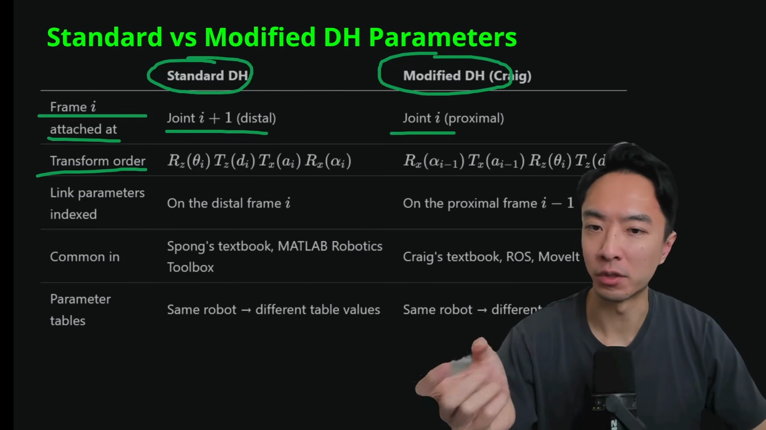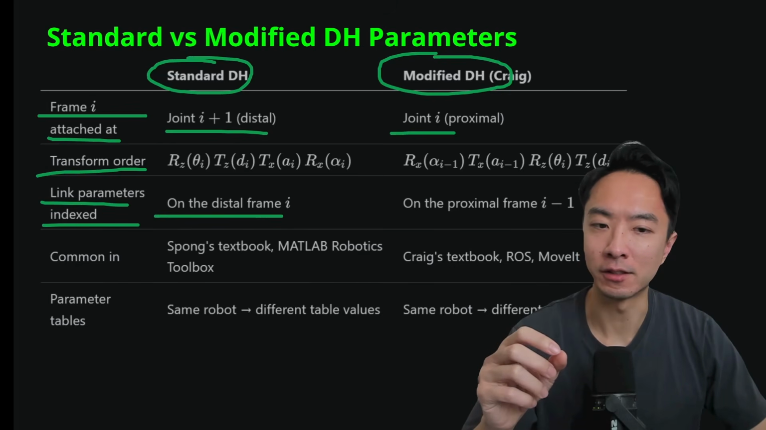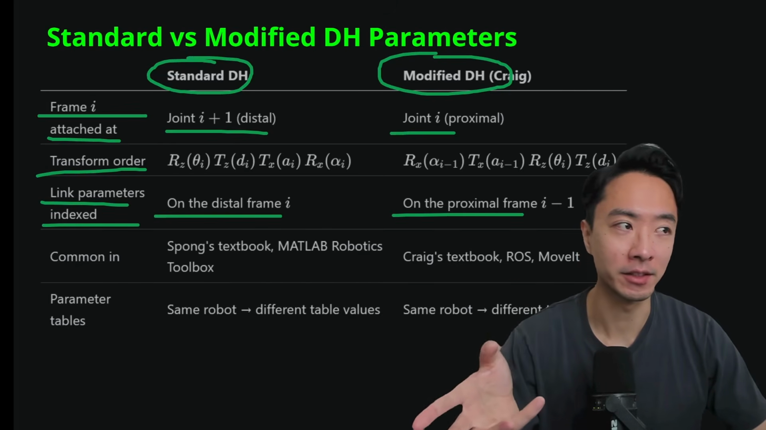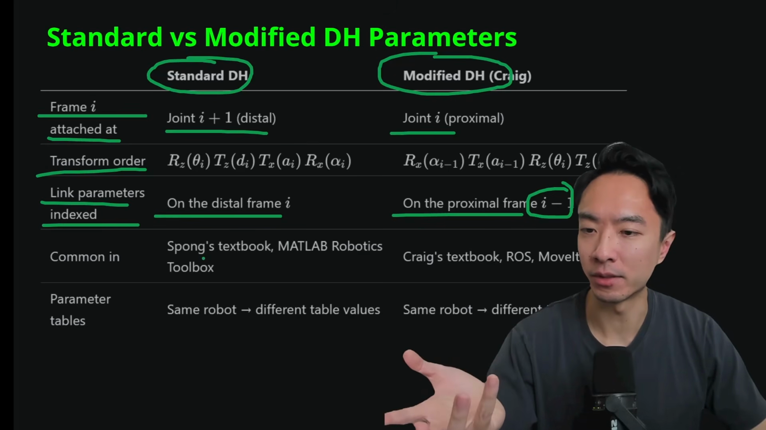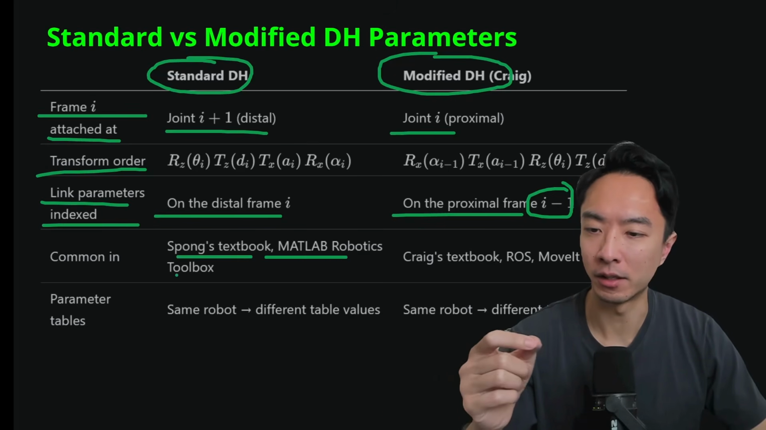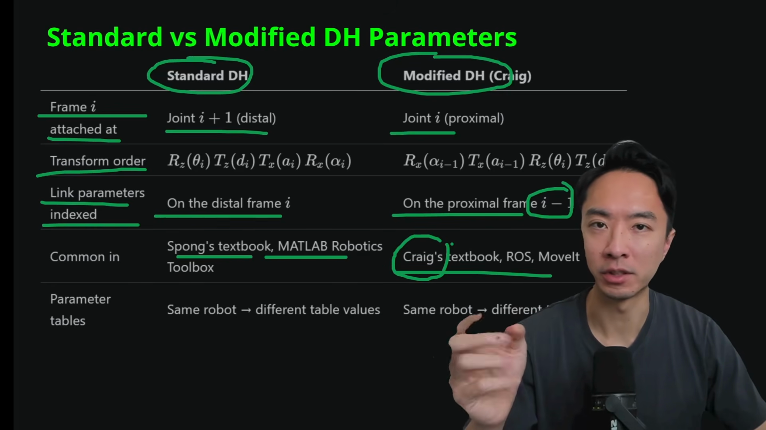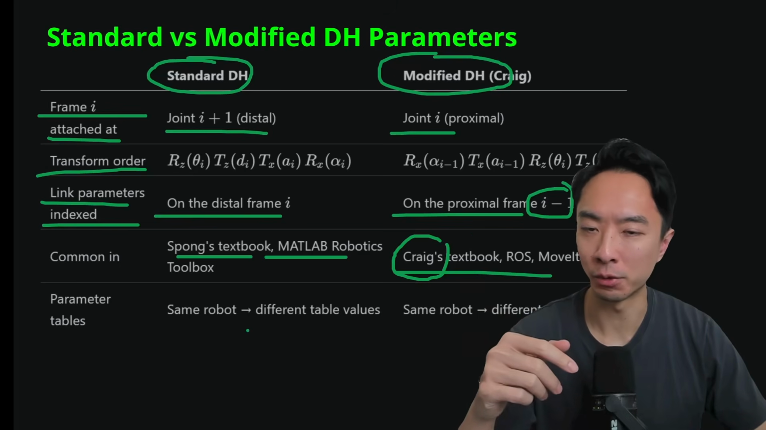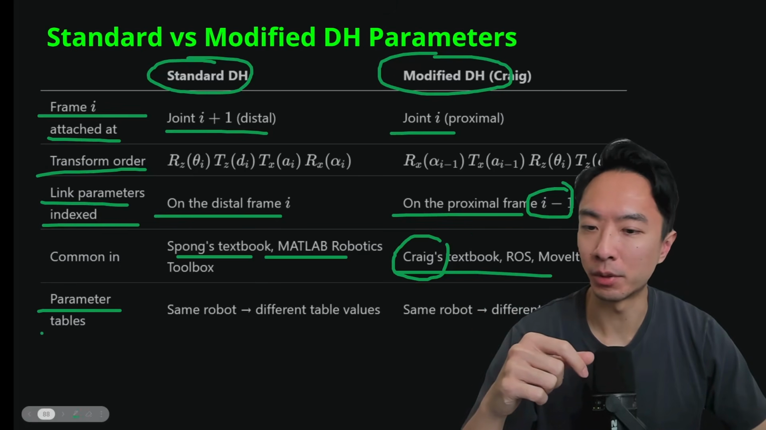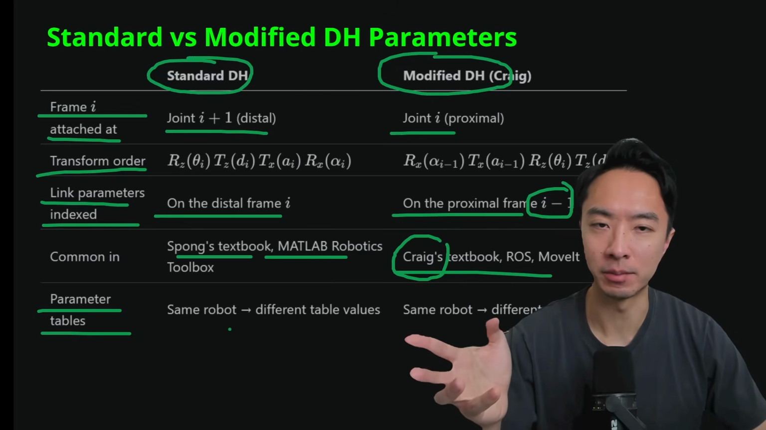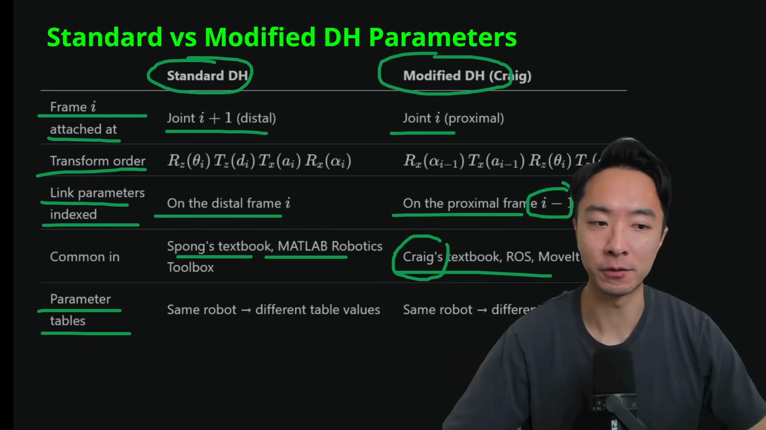The transformation order is also going to be a little bit different. We have the link parameters index. On the distal frame it is i. For the modified, it's going to be i-1, you can see. Then it's common in these textbooks like Spong's textbook, MATLAB, Robotics Toolbox. The modified is in the most popular textbook, Craig's textbook. That's the one that I went through most of in college. That's a pretty common one. And then the parameter tables are going to be basically the same structure, but the way it's referenced is different.